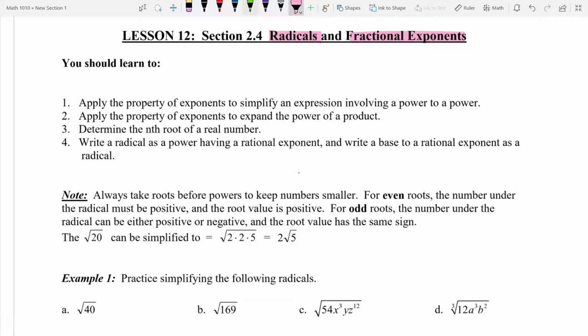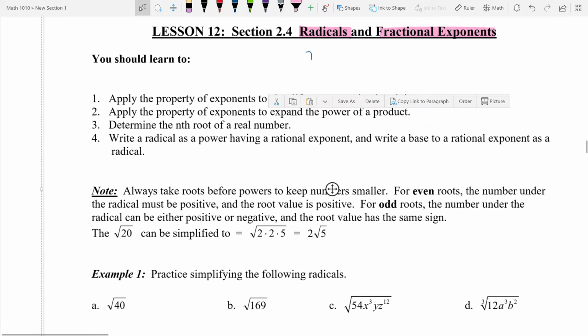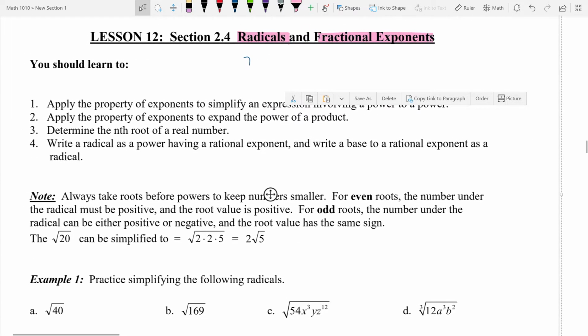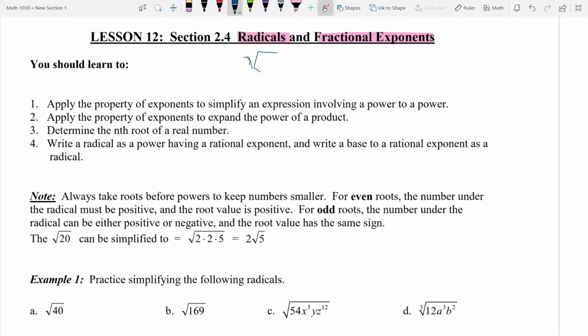What is a radical? Everybody in the room talk to me. What is that? Do you know? Let me tell you. It's a square root, okay? So everybody right now, put a square root under that word radical, and that's what a radical is. It is a square root, okay?